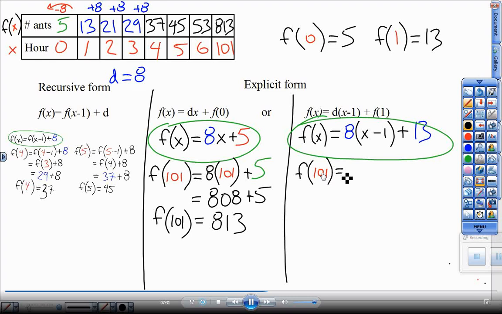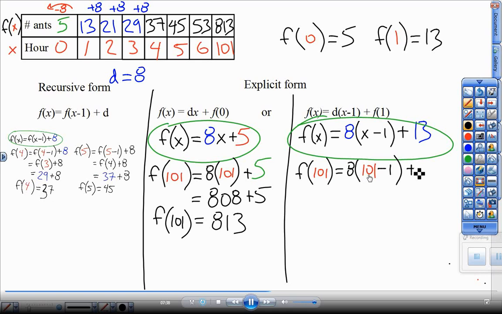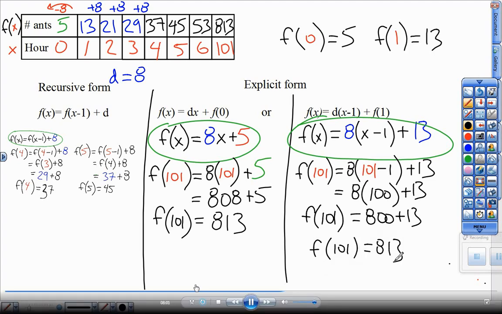Function at 101 equals 8, and I'm going to put 101 right inside there, minus 1, plus 13. I'm going to subtract 101 minus 1 inside there to get 100. And then I'm going to times 8 times 100, which gives me 800 plus 13, which shows you at the 101st term you get 813. Again, these are equivalent.